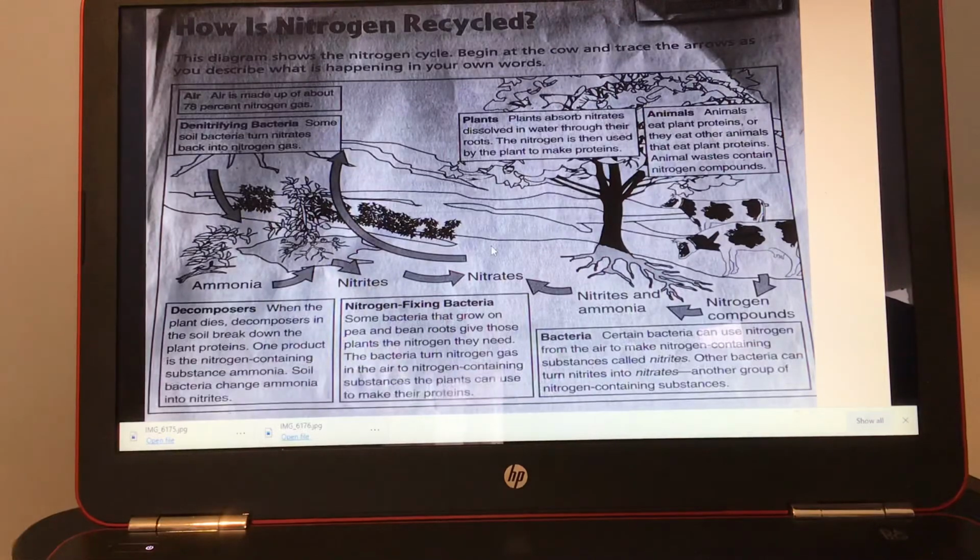And then here is how is nitrogen recycled. It's a diagram showing the nitrogen cycle. Begin at the cow and trace the arrows as you describe what is happening in your own words. So you can do that and leave it in a discussion. I'll have a discussion question for you to put that in your own words.